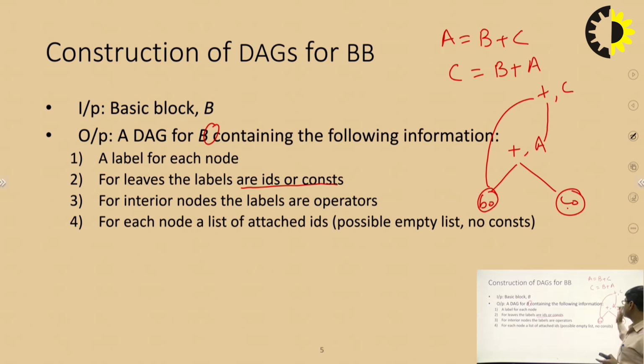But when we are drawing this, we have to take care about the basic value because these are raw values. But this value is calculated by these raw values. So internal node, whatever put up, that is the difference when we are using that. And the third thing is for each node a list of attached IDs, possible empty list, no constant. There is no constant. There is no raw value directly we are using. Whatever we are using, that would be represented by this variable. Means the variable particularly hold this value, that is used for further calculation. So these three kinds of particular variable will be used for generating the DAG.